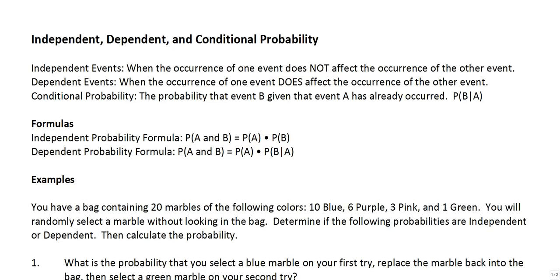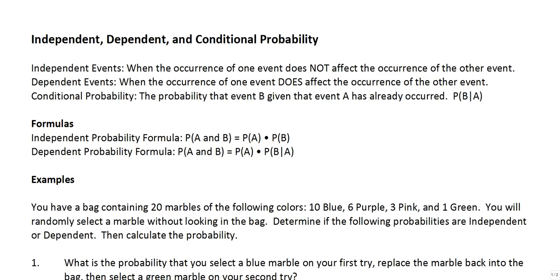Hey everybody, this is Mr. Longo, and this video is going to cover independent, dependent, and conditional probability. So, independent events, that's when the occurrence of one event does not affect the occurrence of another event. But dependent does, where the first occurrence changes the outcome of the next event. And conditional probability is the probability of an event B given that A has already happened.